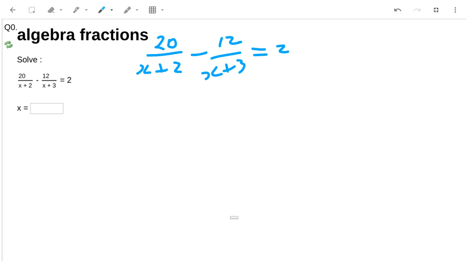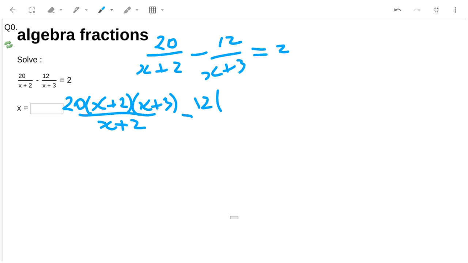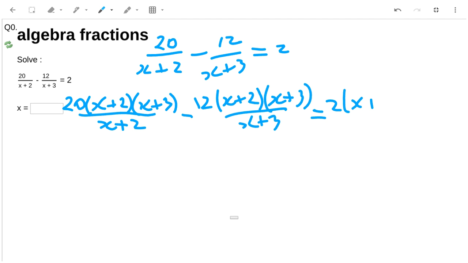What I've got to do next, I could do it in two separate steps, but I'm going to do it all in one go. I'm going to multiply all of the terms by x plus 2 and by x plus 3. So writing it out, I need a lot of space here. 20 times x plus 2 times x plus 3 divided by x plus 2, minus 12 times x plus 2 times x plus 3 divided by x plus 3, equals 2 times x plus 2 times x plus 3.